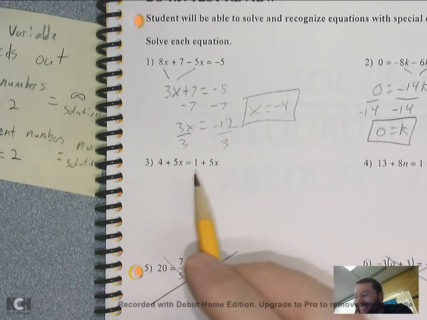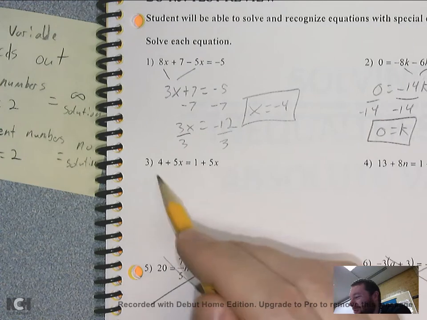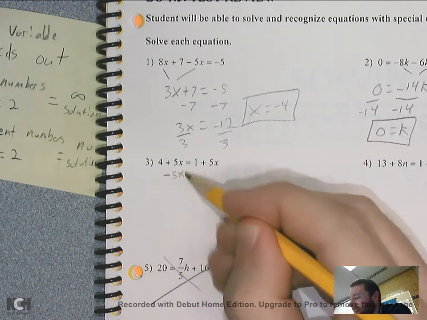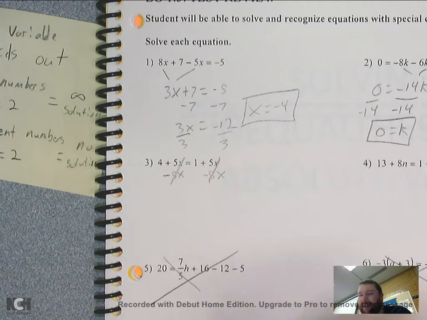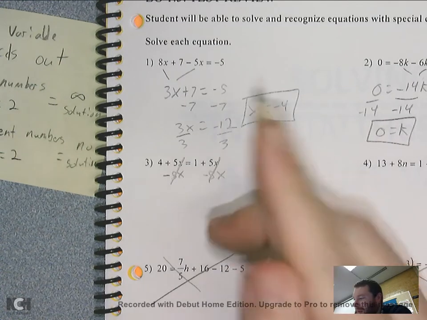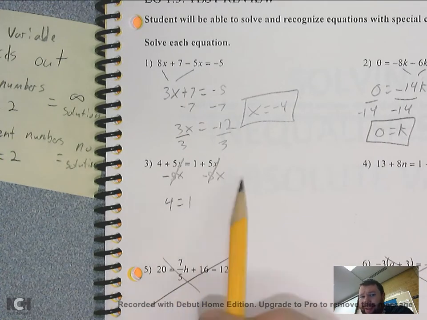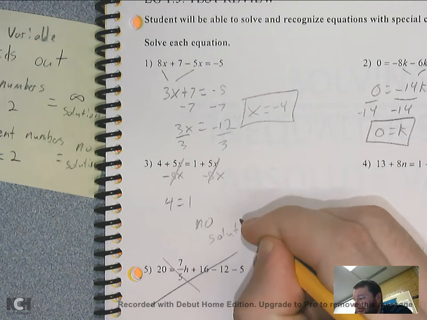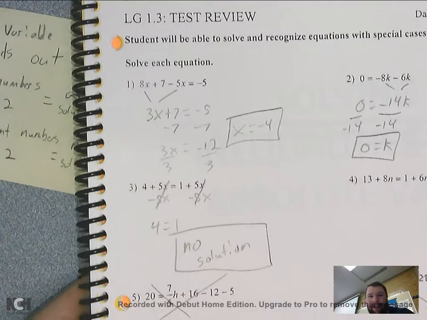Okay, next thing. Number 3, nothing to distribute, no like terms, so I'm going to move the variable to one side. So I'm going to minus the 5x from each side. 5x minus 5x is 0. 5x minus 5x is 0. X's cancel out. You're left with 4 is equal to 1. Does 4 equal 1? No. No matter what I plug in for x, I'm always going to get different answers on each side, which means this is a no solution. There is no possible answer here. Okay, nothing will make that work.